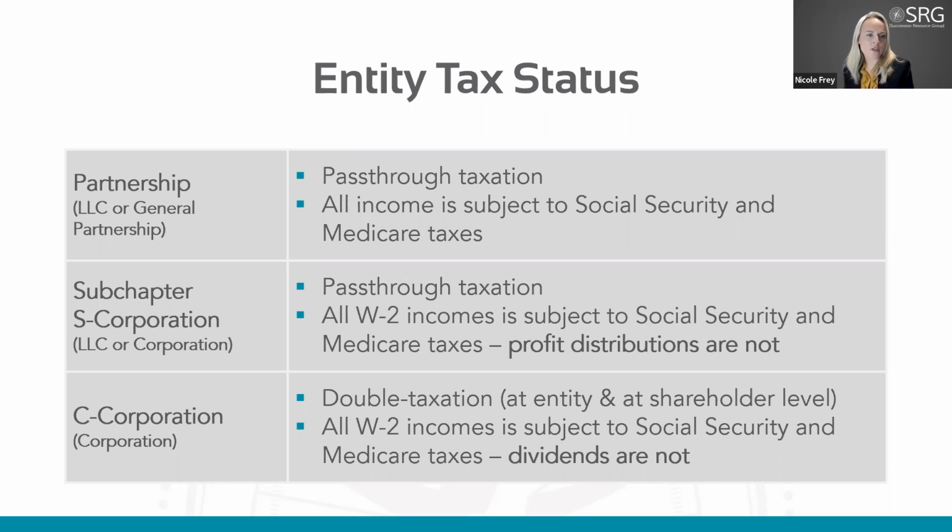For the C corporations, again, we don't see them a whole lot. I mentioned there's double taxation in place, which means taxes are due on the entity level as well as the shareholder level. Active owners receive a W-2 salary, and then that salary is subject to employment taxes as well, just like any other employee. And then dividends to be distributed out, they are not subject to those employment taxes.